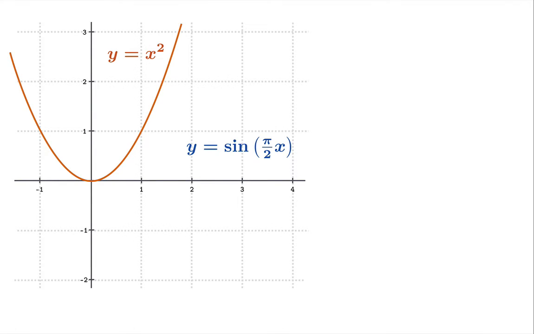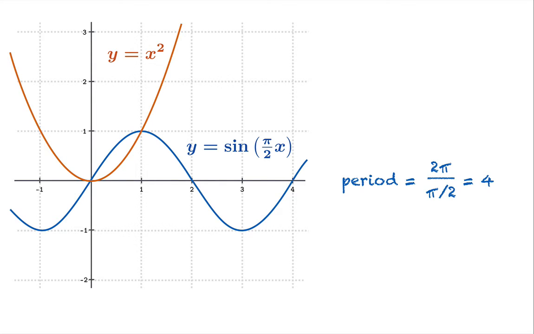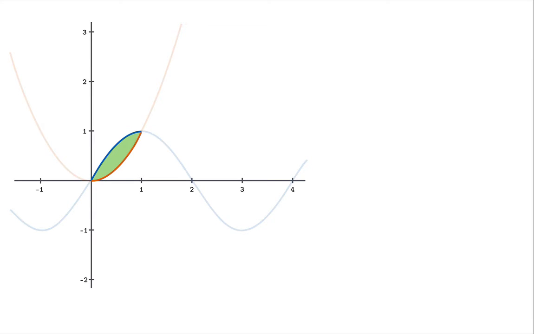So let's look at another example of how to use shells. Let's suppose we have the curve y equals x squared, and sine of pi over 2x, with pi over 2 as a coefficient, which means the period of this sinusoidal function is going to be 4. So here's a quick sketch of this graph. Now it's pretty obvious these two graphs intersect at the points 0, 0 and 1, 1. And what we're going to do is take this region between those 2 points, this green region, and rotate it around the vertical line x equals 2.